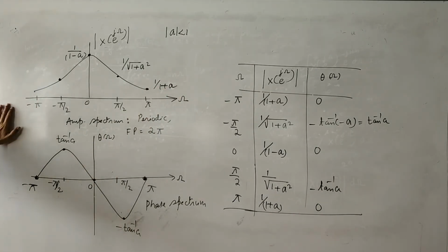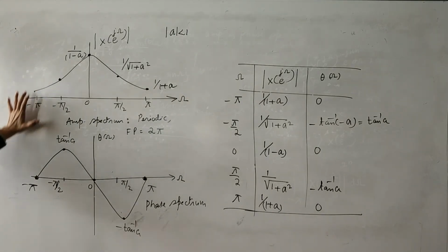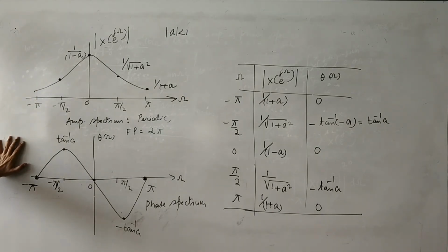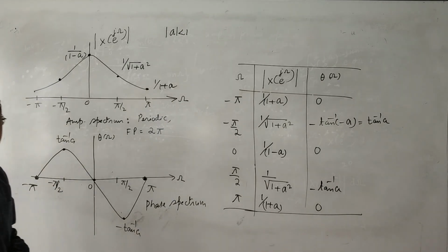This is how we have to find the DTFT of a signal. We have to sketch its amplitude spectrum and phase spectrum. And this problem normally in the examination will carry 8 marks. With this, we stop.